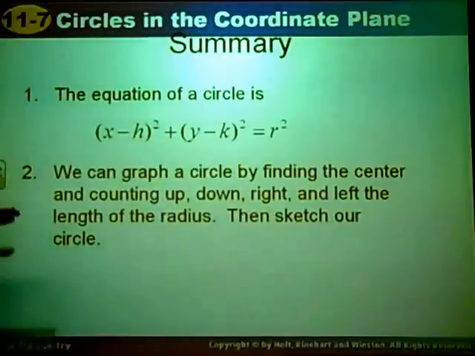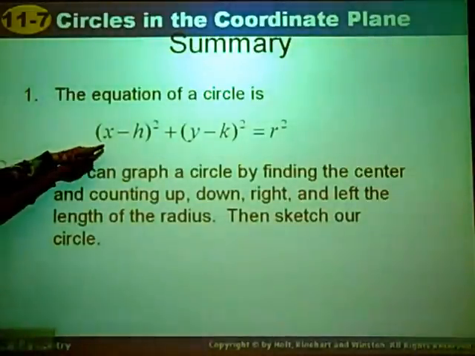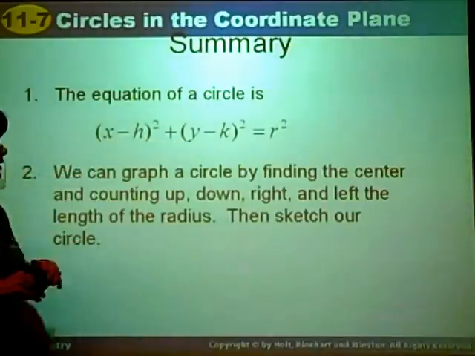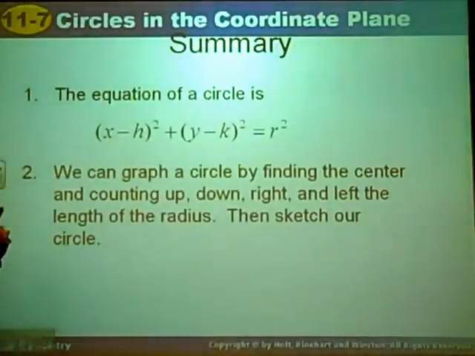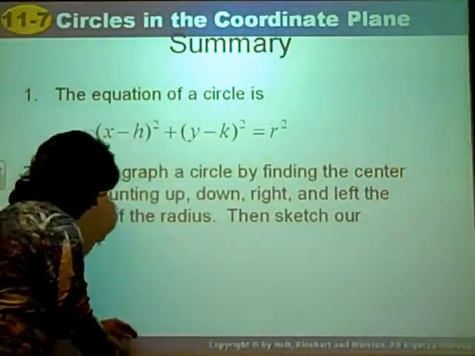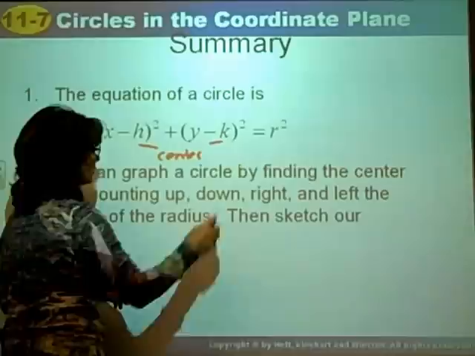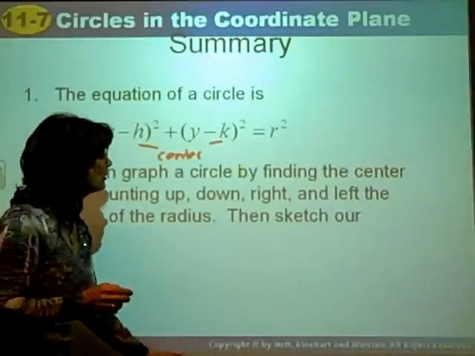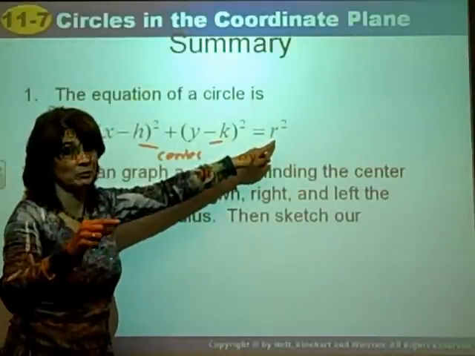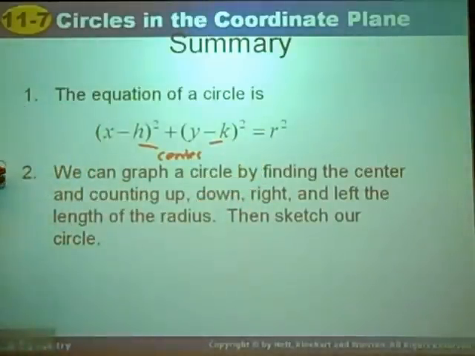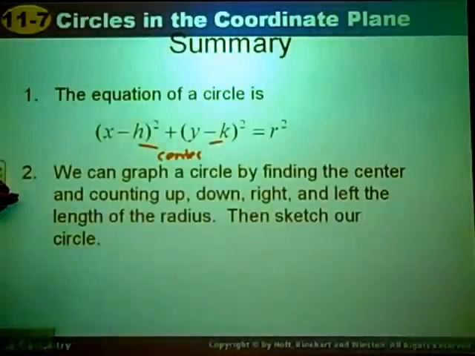So, in summary, the equation of a circle, x minus h quantity squared plus y minus k quantity squared equals r squared. Remember, h and k, center, and whatever number you see over here, if you square root it, you get the radius. And you can graph a circle by finding the center and counting up, down, right, and left the length of the radius. Then just sketch your circle.